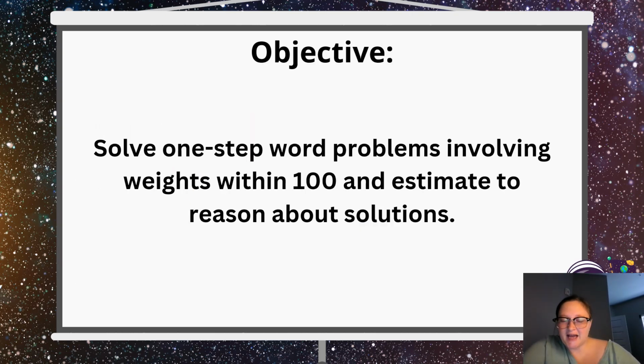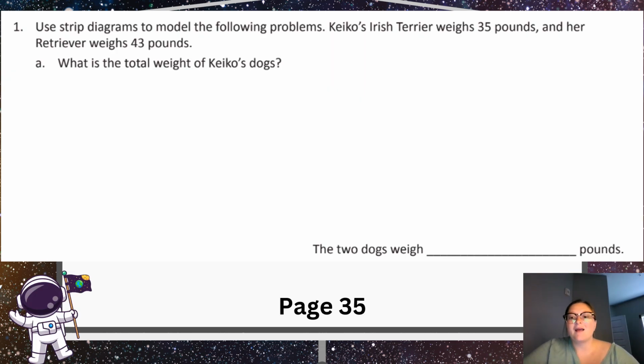Our objective today is to solve one-step word problems involving weights within 100 and estimate to reason about solutions. Turn to page 35 in your math book and look at problem 1A. We're going to do it together. Problem 1 says, use strip diagrams to model the following problems.